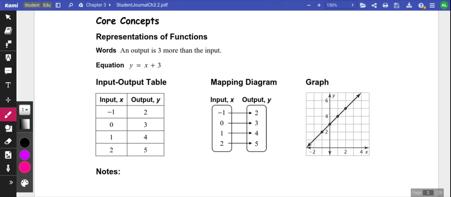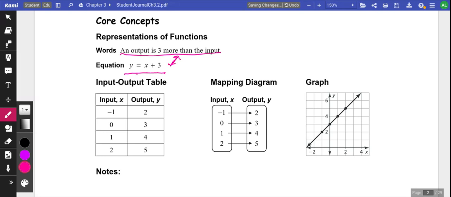Okay, and I might ask in each type of this, probably not in words, I don't think, "an output is 3 more than the input," but I could definitely give you an equation like this. An output y is the input plus 3. This is the same thing.